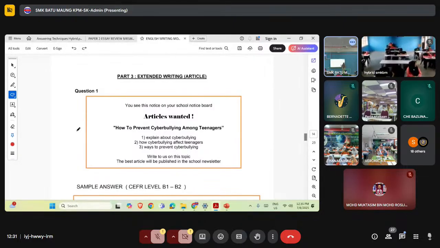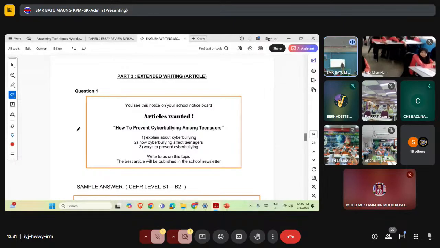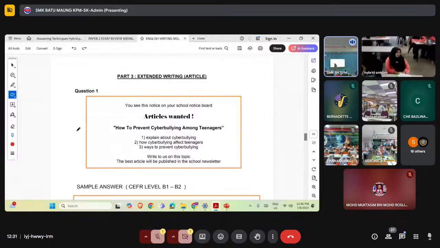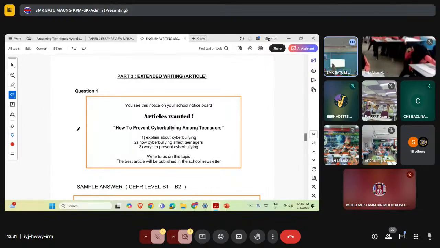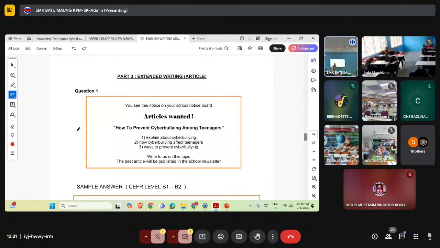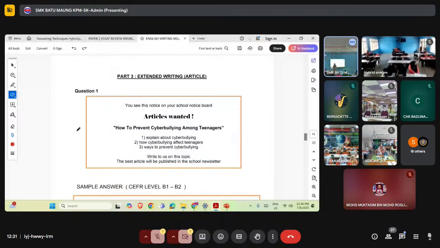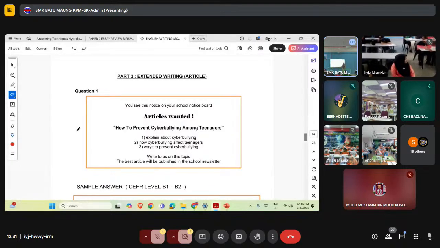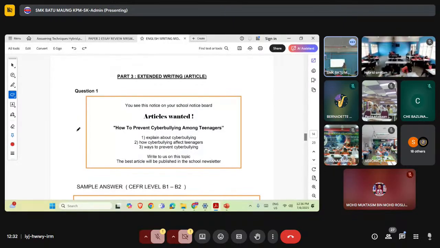250. Look again on the first page. How many words you have to write? 200 to 250 words. That's why 250 words is equal to 4 to 5 paragraphs. You cannot squeeze everything in 1 paragraph or even 2. Not even 3. It will be more than that. Okay? All right. And the last one.